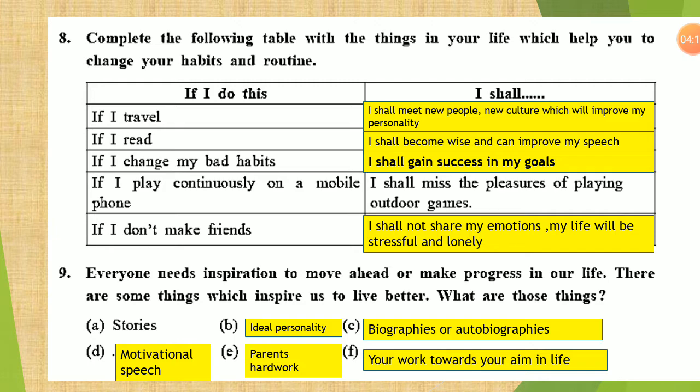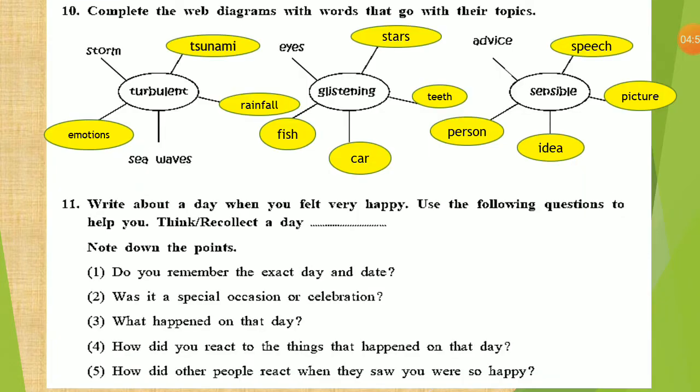In the ninth activity, you have to write some inspirations in our life. And here you have to write some things which inspire us. An example is given here, like stories, like ideal personalities inspire us. Then biographies, autobiographies, or motivational speeches. Then parents' hard work inspires us. And your work towards your aim in life. In our second lesson, Be Smart, we had seen how to choose an aim or a goal in our life.